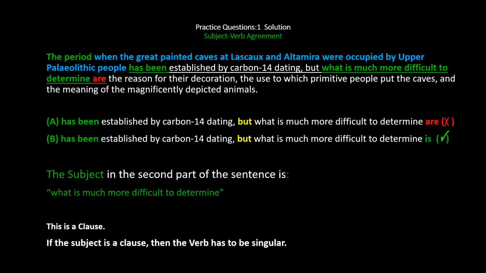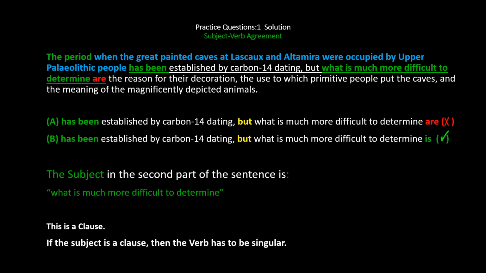Both the options have a conjunction, but, or a parallel marker. That means after but there is another subject, and the subject in the second part of the sentence is much more difficult to determine. This is a clause. The second part of the sentence has a subject which is a clause.